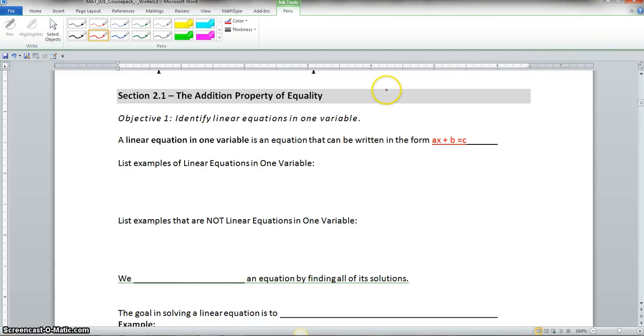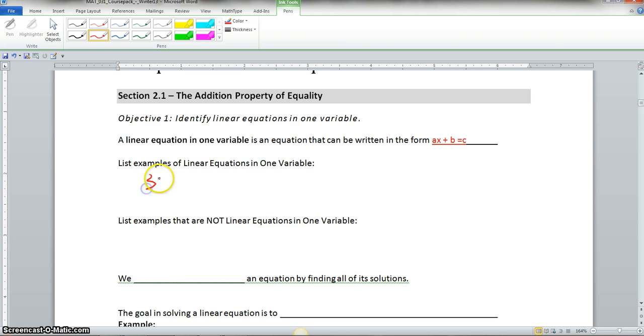Okay, class, we're about to start section 2.1, the addition property of equality. Objective 1, identify linear equations in one variable. A linear equation in one variable is an equation that can be written in the form ax plus b equals c. We're going to list examples of linear equations in one variable.